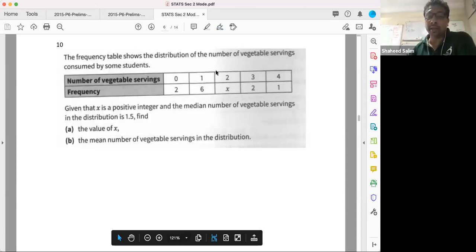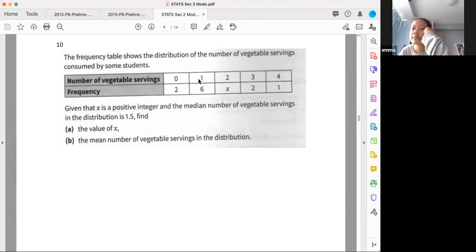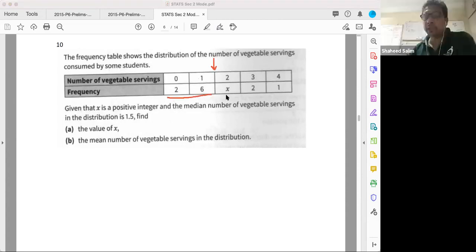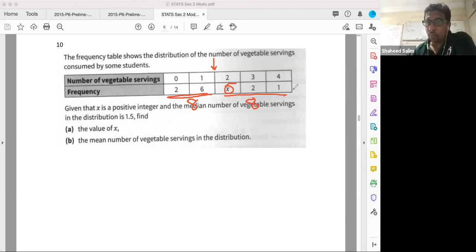Okay, so let me now share the screen again. We go back to where we were, down here. They tell us 1.5 servings. So this is 1, this is 2. How many numbers here? There must also be the same down here. What's the frequency? 8. So down here the frequency must be 8 also. What number is this, Emma? Total frequency must be 8. What is X? Yeah, 2 plus 6 is 8. 1 plus 2 is 3.